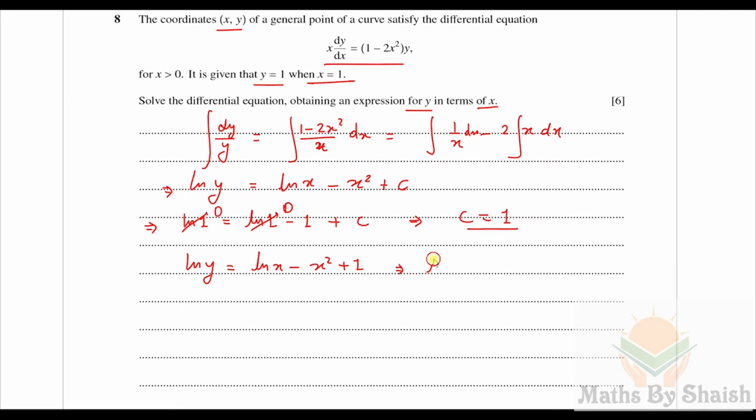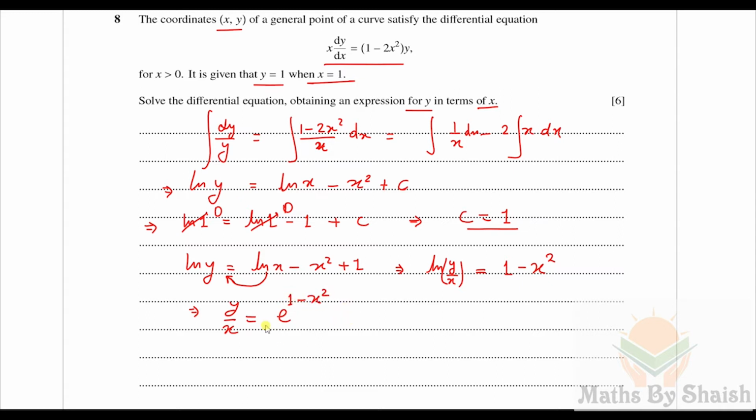So it is ln y minus ln x, so it becomes ln(y/x). We will transfer it here and it becomes ln a minus ln b, which is ln(a/b), so it becomes 1 minus x square. I'll write 1 first because it's a positive quantity, and then by the definition, y over x becomes e raised to the power 1 minus x square.